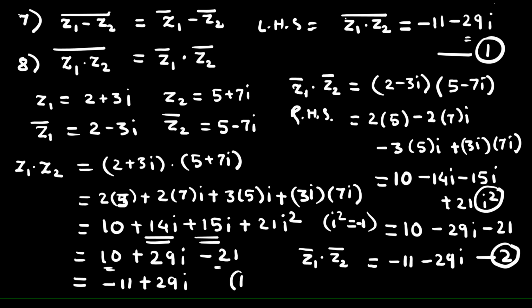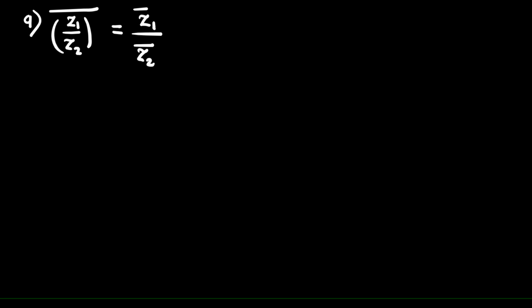So from equations 1 and 2, what we get is that the conjugate of Z1 into Z2 is equal to Z1 conjugate into Z2 conjugate. That is the eighth property. Then the ninth property we can take out in a similar way: the conjugate of Z1 upon Z2 is equal to Z1 conjugate upon Z2 conjugate. Now you have to verify that property.